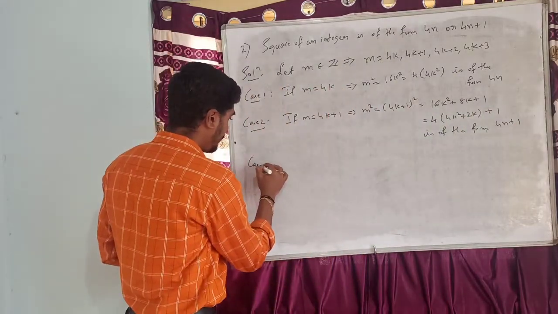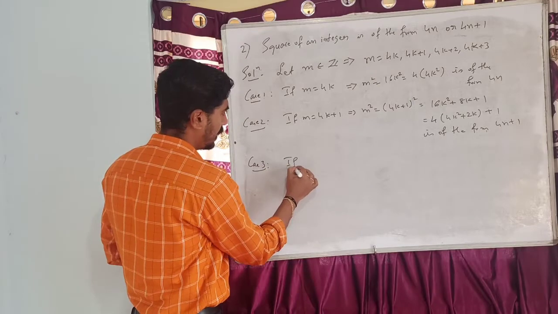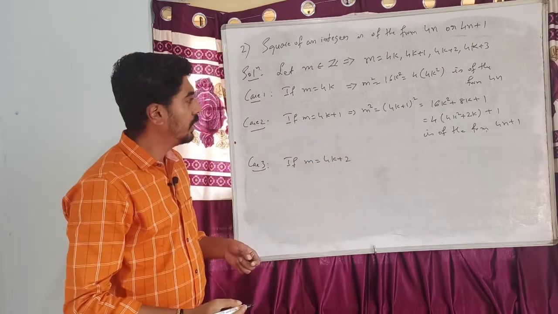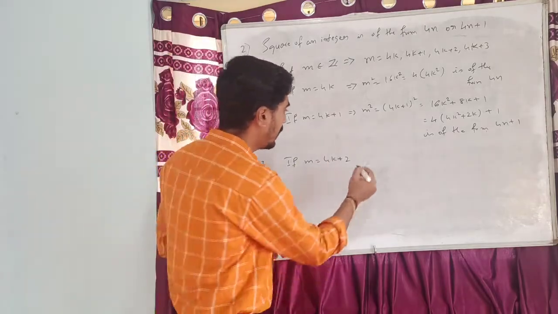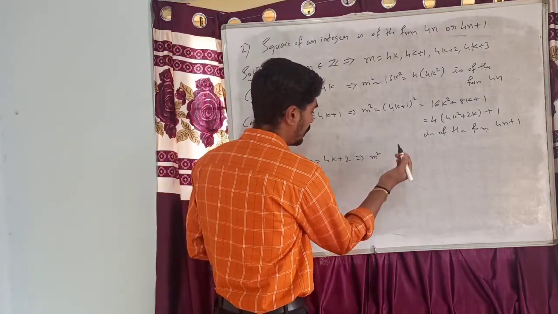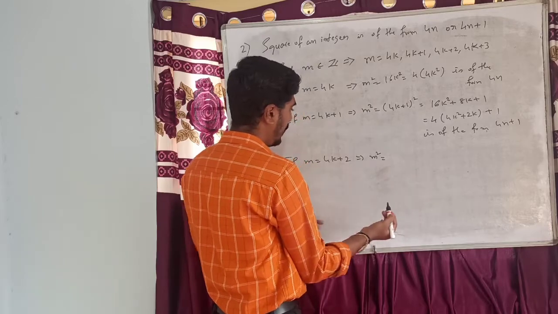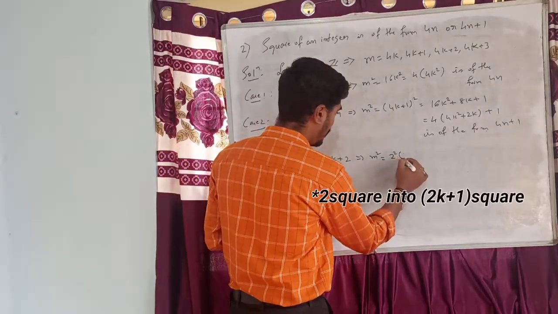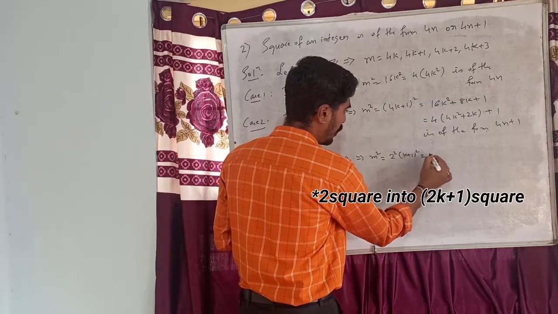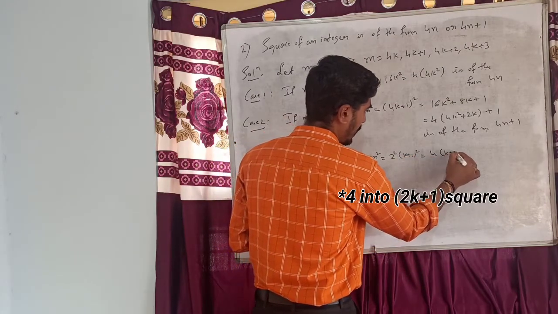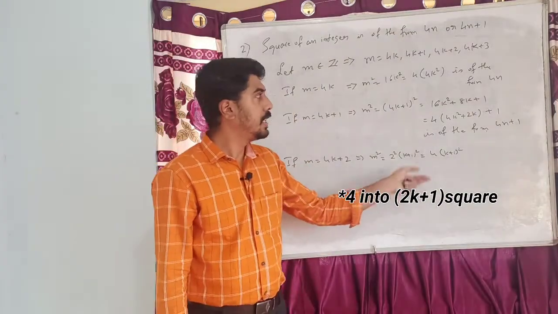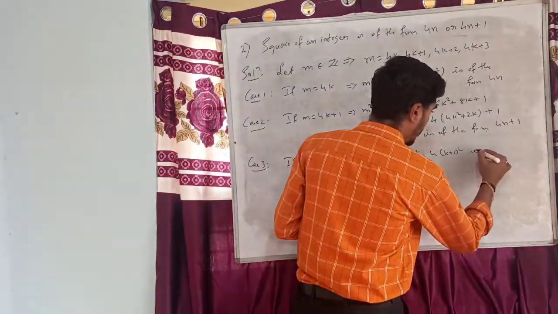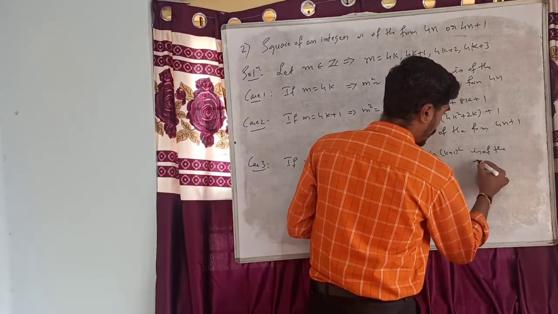In case 3, if m is equal to 4k plus 2, again I consider m square. I get here m square is equal to, I can take 2 as common. So 2 square into k plus 1 square will be equal to 4 into k plus 1 square, which is clearly of the form 4n.